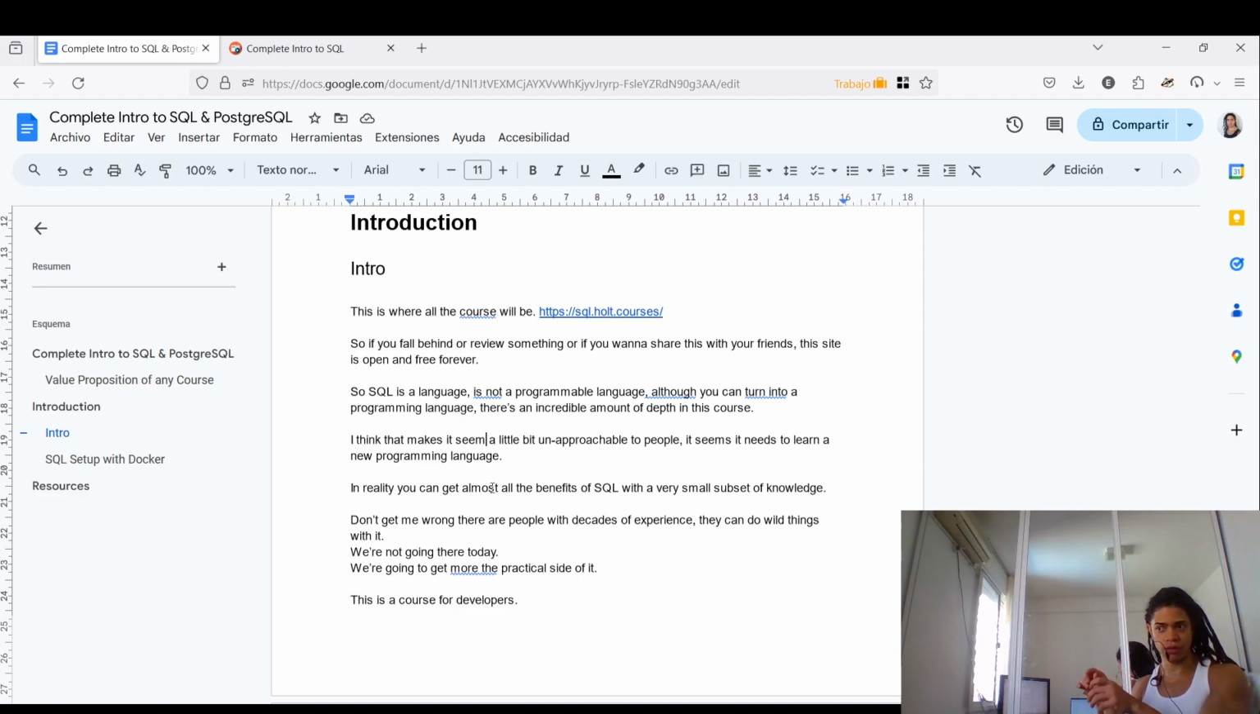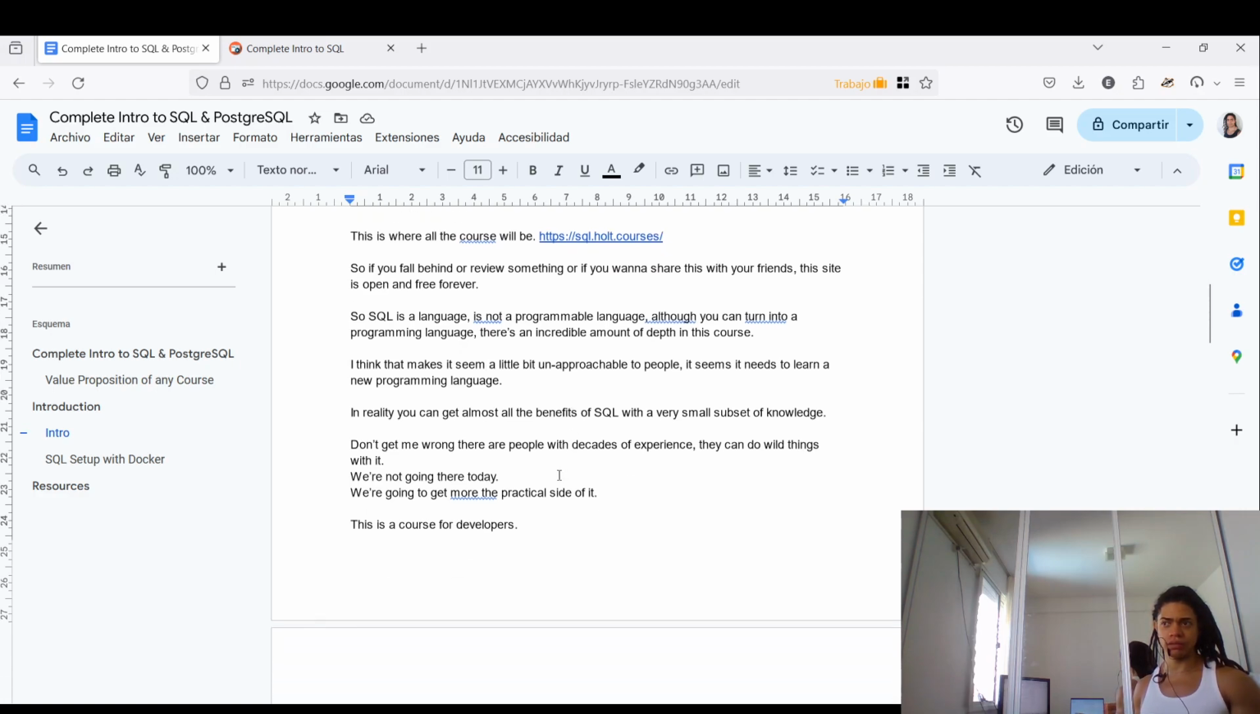We want to cover the Pareto principle, which is 20% of the effort to get 80% of the result. That's the idea here. And this course is not for people that have decades in the industry, because they can do wild things. So this course is not about things like replicate, or deploy. You can deploy it yourself.